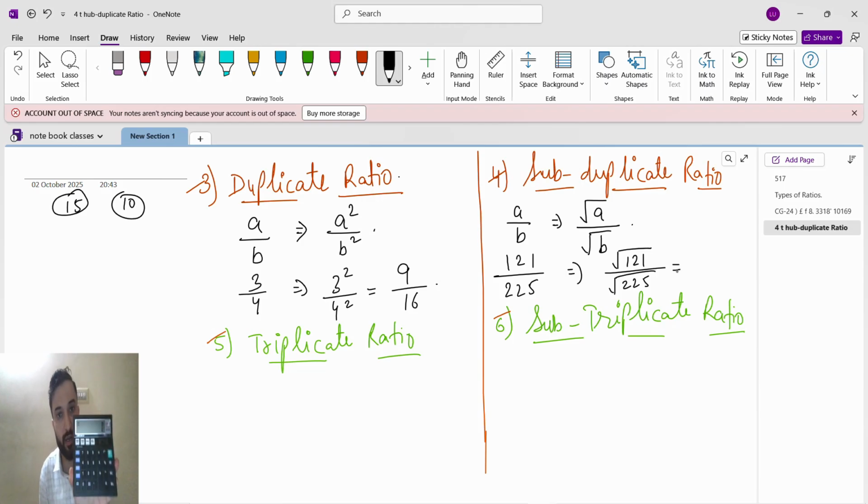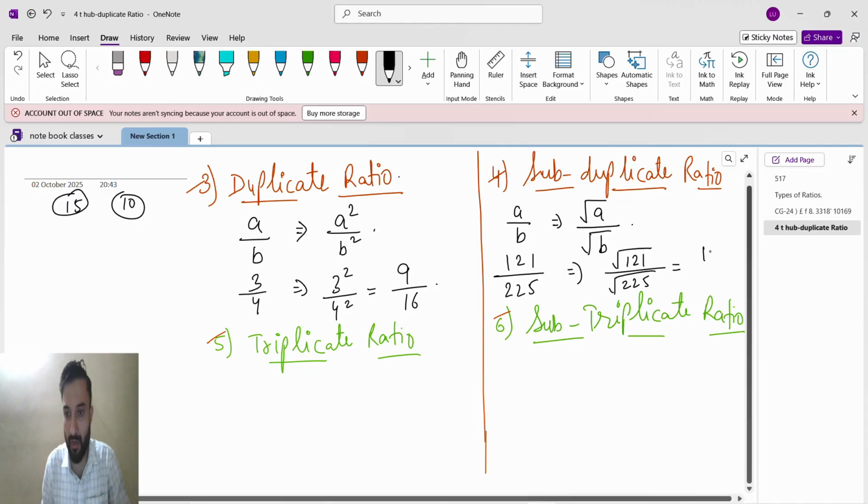So you have a calculator, I know this is the square root button. So for the square root of 121, first we type the number 121, then we press the square root button. You will get the square root of 121 is 11, divided by the square root of 225. So what will we do? First we press the number 225, then we press the square root button.